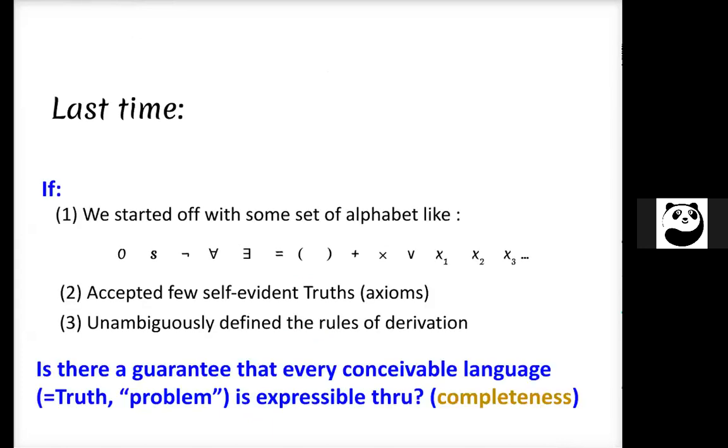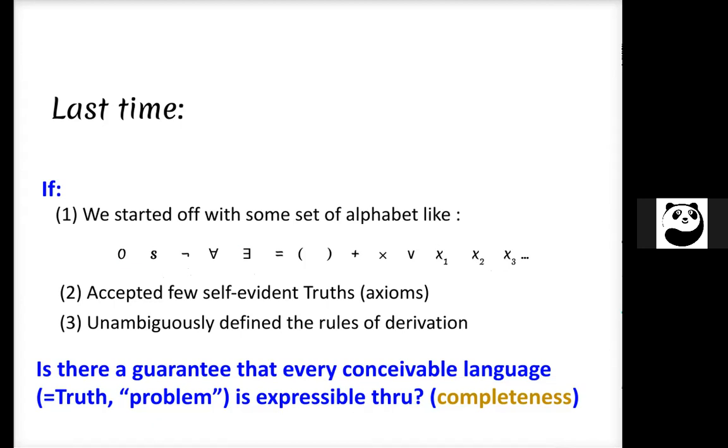Last time we talked about axiomatic systems and universal systems of truth. We said we start off with some alphabet, like this one, for example. You have the number 0, you have the successor operator, which you can use to define 1. 1 is basically the successor of 0, and so on. The negation, for all, there exists, and so on. You have all these symbols which you can use in order to describe statements of interest.